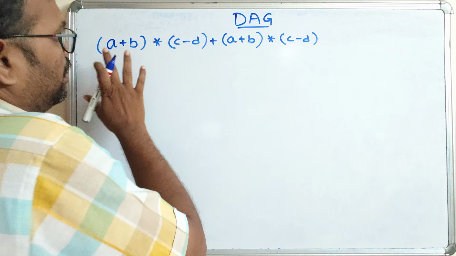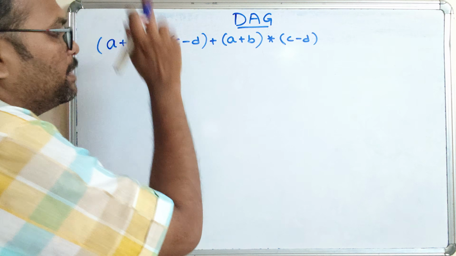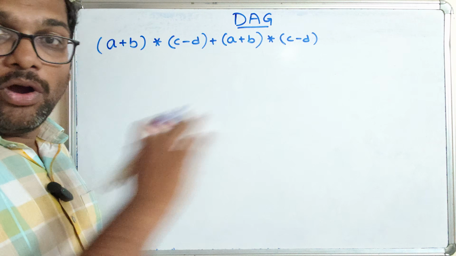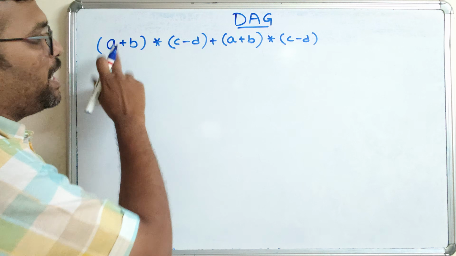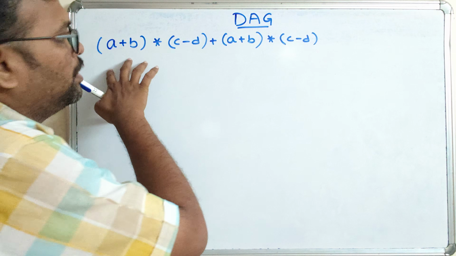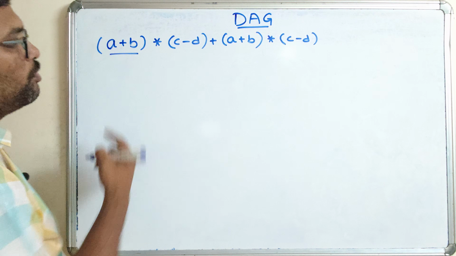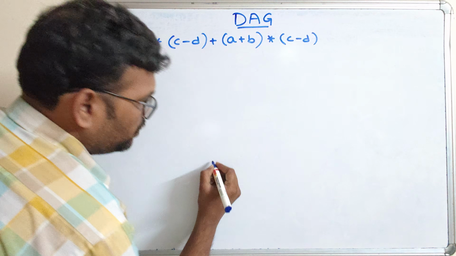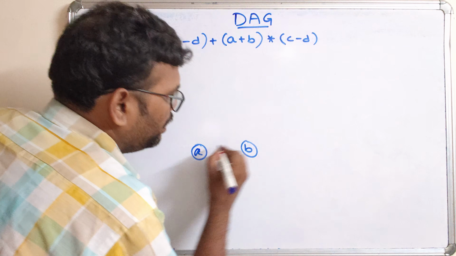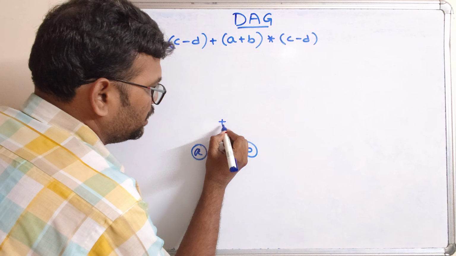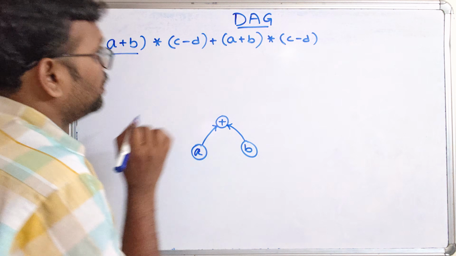Here also we have the parenthesis, addition operator, subtraction operator, multiplication operator. Among all these, which one has the highest precedence? Obviously parenthesis. So we need to create a node for all the parentheses. So first one, this one. What is A and B? Initially I'm creating nodes for A and B and performing the addition operation here. So this is the addition operation.